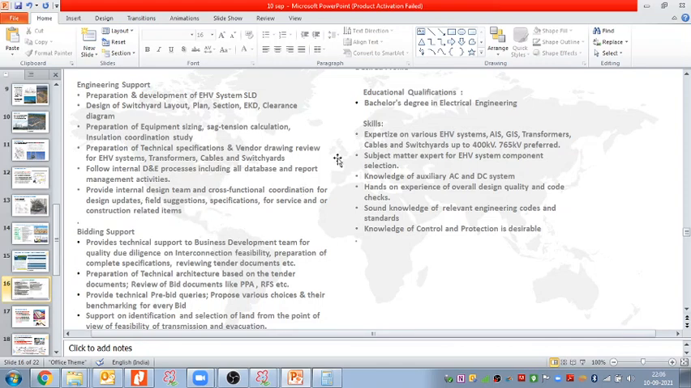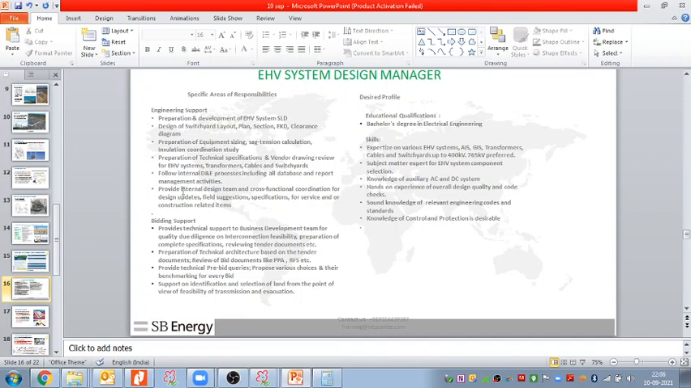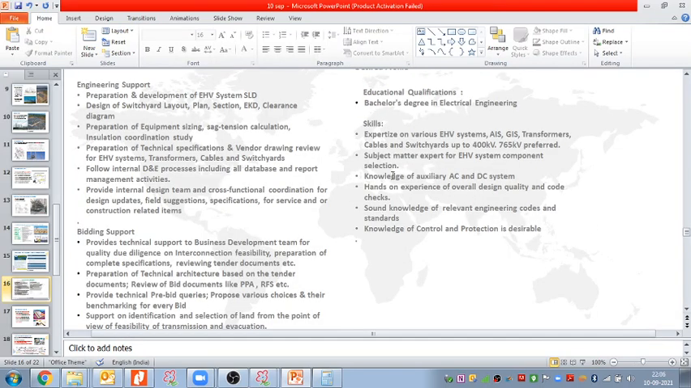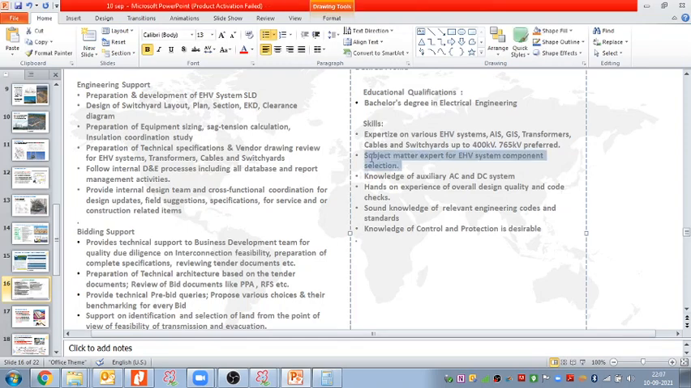So these are other managerial work. Desired profile: expert in the various EHV system, AIS, GIS, transformer, cable, switchyard up to 400 kV, 765 kV preferred. We are discussing up to 765 kV. So we are covering subject matter expert for EHV system component. You will be a subject matter expert for the EHV system.